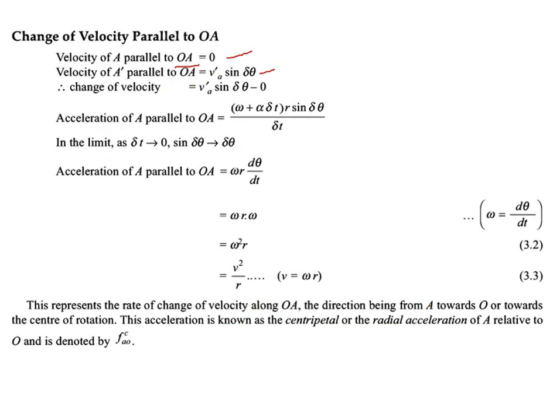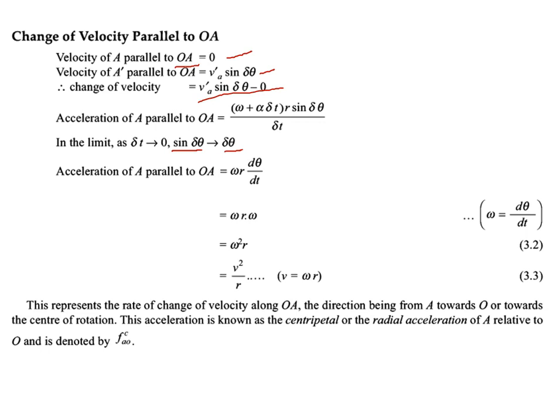Okay, so therefore the change of velocity is VA dash sin del theta minus 0. Here it is nothing but 0, so omega plus alpha del t, substitute the value of VA dash into R sin del theta divided by del t. As del t tends to 0, sin del theta equals del theta, since del theta is very small. So the acceleration of A parallel to OA now becomes omega R d theta by dt.